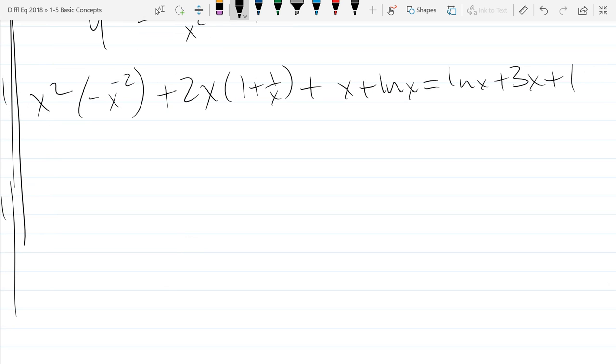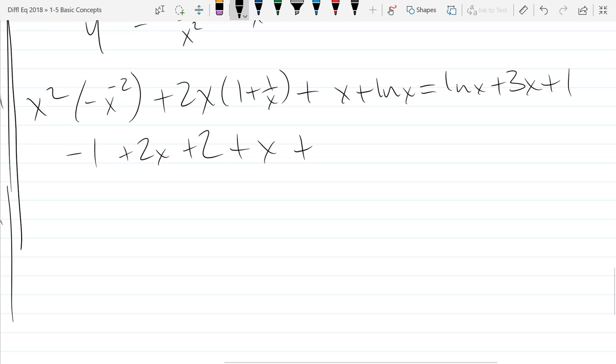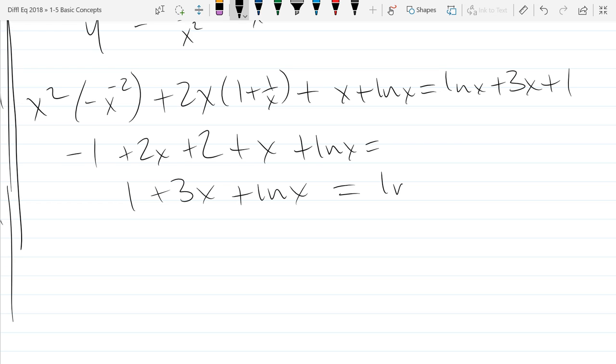All right, so our powers cancel, we just get negative 1 plus 2x plus 2 plus x plus ln x. I'm not going to change the right side, so I'm going to be lazy and not rewrite what I'm not going to change. So negative 1 plus 2 is 1. 2x plus x is plus 3x plus ln x, and that is exactly what we have on the right side.